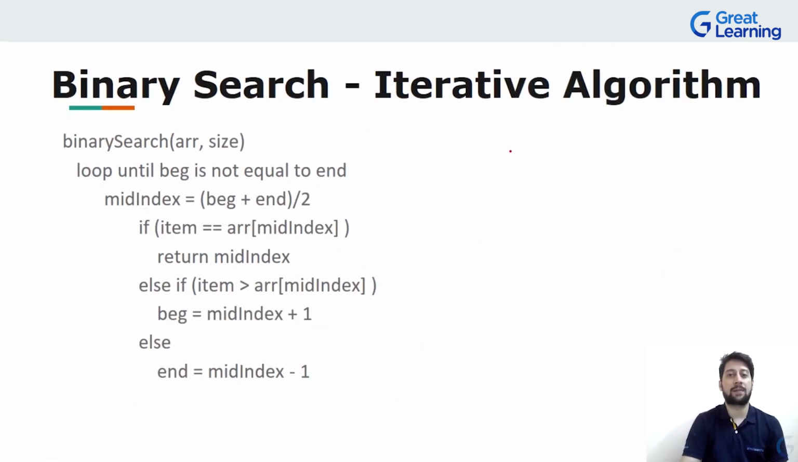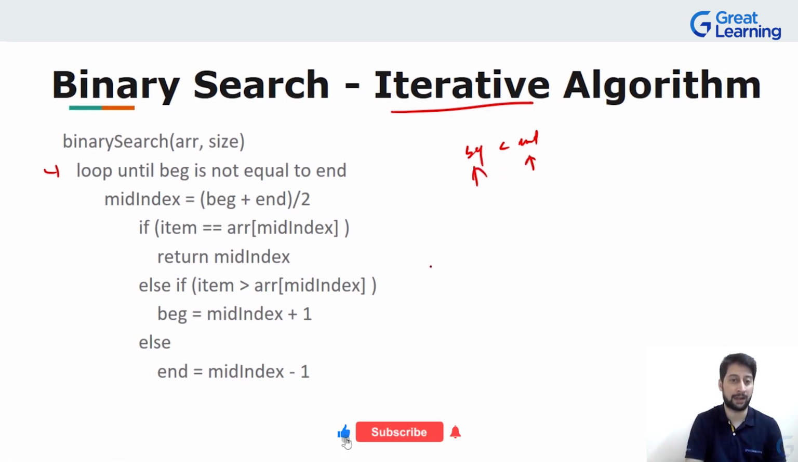Now let's try to understand the binary search algorithm. First we are going to understand the iterative approach, and then we are going to understand the recursive approach. Iterative, as the name suggests, means we are going to use loops. We will start with a loop and we will iterate until the beginning is less than the end, because we will be updating our beginning in some cases, and in some cases we'll update our end.